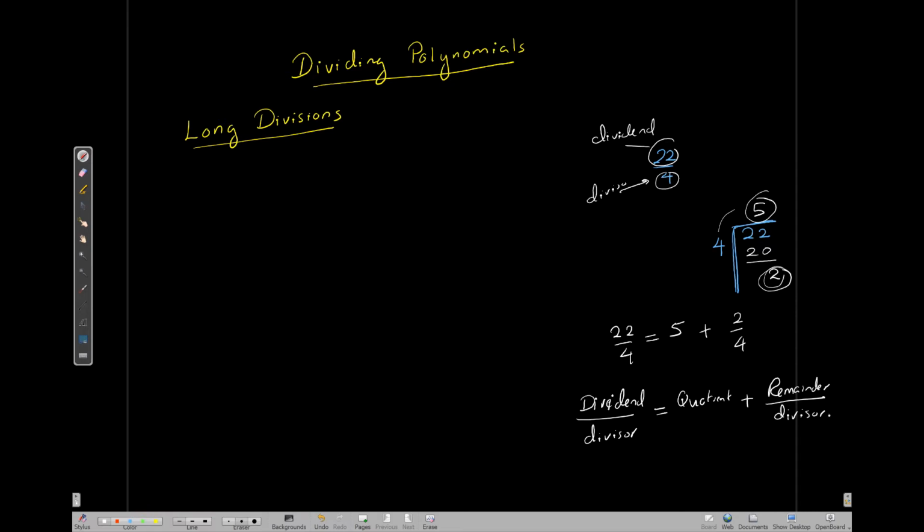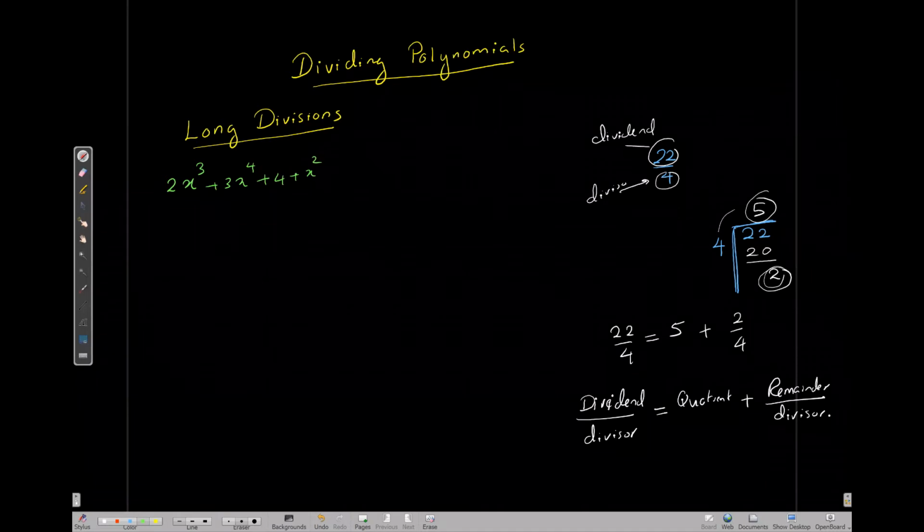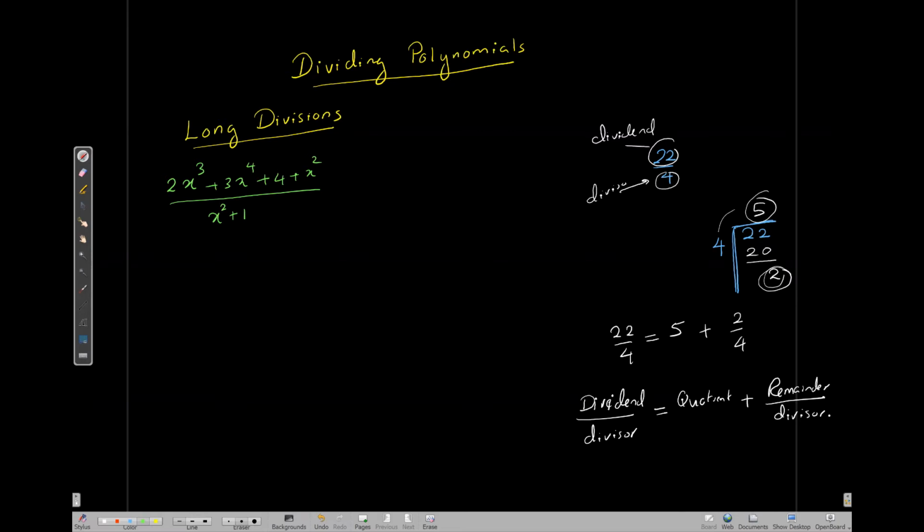Now the same principle we are going to apply for polynomials. Now let's have a look at an example. 2x cubed plus 3x to the 4th plus 4 plus x squared divided by x squared plus 1. Now how are we going to do this?